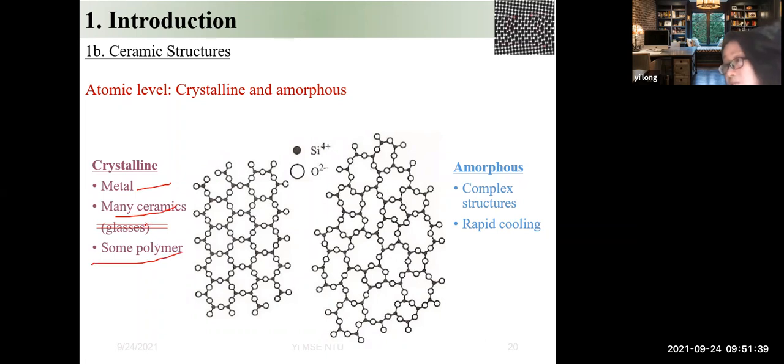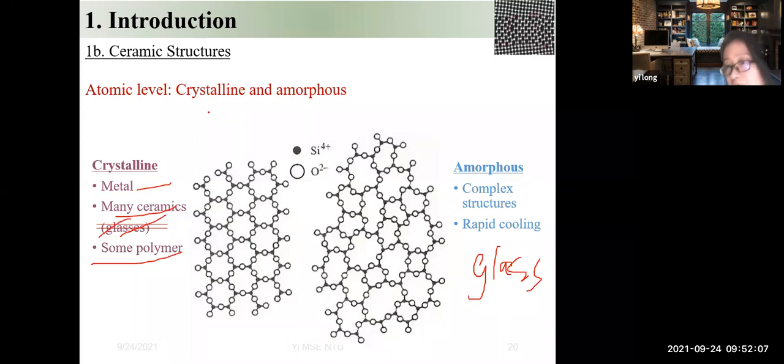Of course, in ceramics, please just the glass. The glass is a very amorphous material. Okay, so glass is an amorphous material, which means your atoms are not arranged in an ordered way. It's a very complex structure. Most amorphous materials are processed under very rapid cooling, which means you cool very fast. Okay, so this is the atomic level.